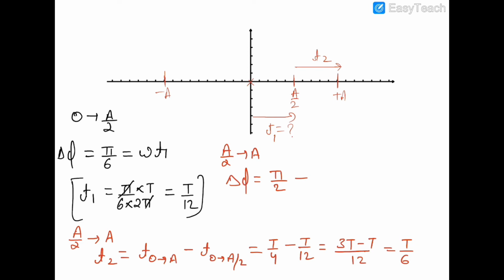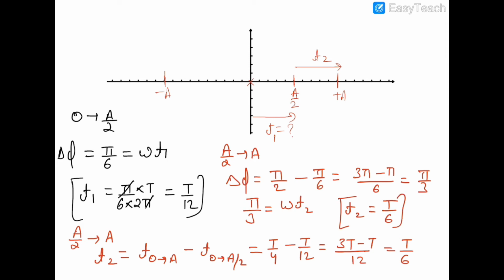And when the particle moves from 0 to a by 2, then the phase changes by pi by 6, which we have already calculated. So this is pi by 6. So this would be 3 pi minus pi by 6, which is equal to pi by 3. Now you should equate this change of phase with omega t. So omega t2, and you can see that if you substitute omega as 2 pi by T, then this time t2 would be equal to T by 6. Okay, so this is again the same result which we have already obtained.